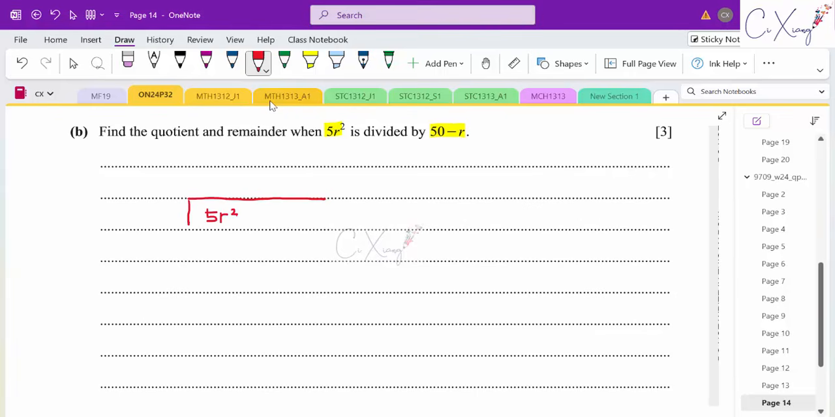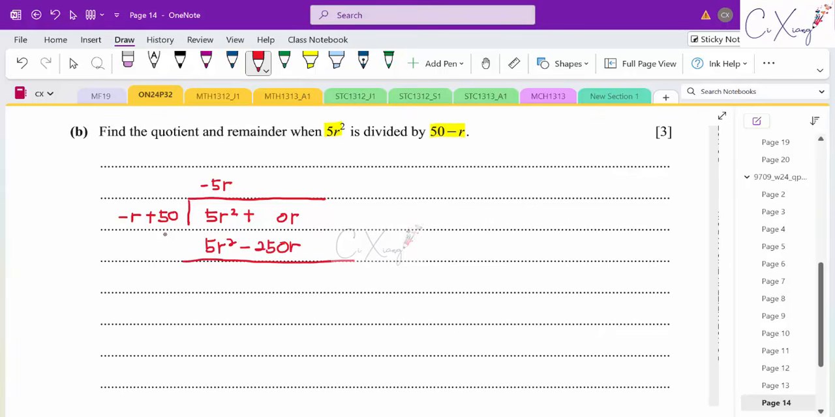I'm having 5r squared. Then I want to divide it by using negative r plus 50. Okay, so first term, something multiply with negative r to get 5r squared. So the something here should be negative 5r. So negative 5r multiply with negative r, I'm having 5r squared. Then negative 5r multiply with 50, so I'm having negative 250r. There's nothing here on top, so you can write it as a 0r here.